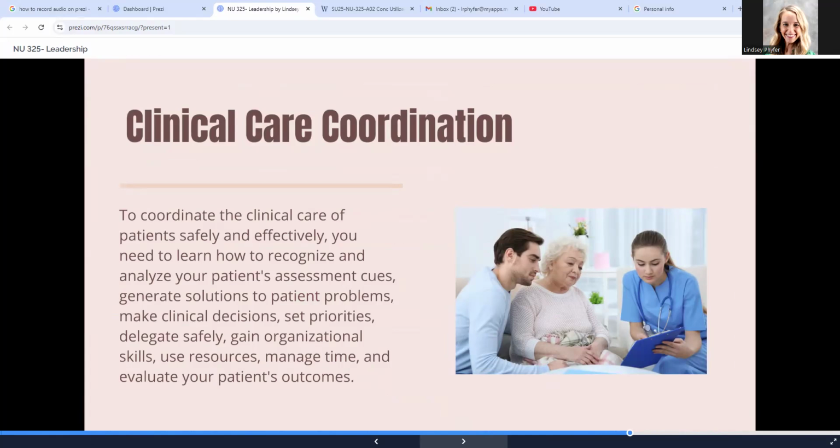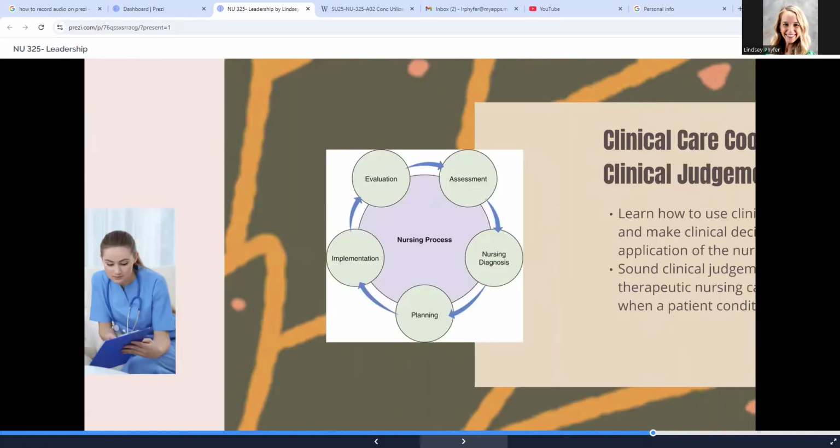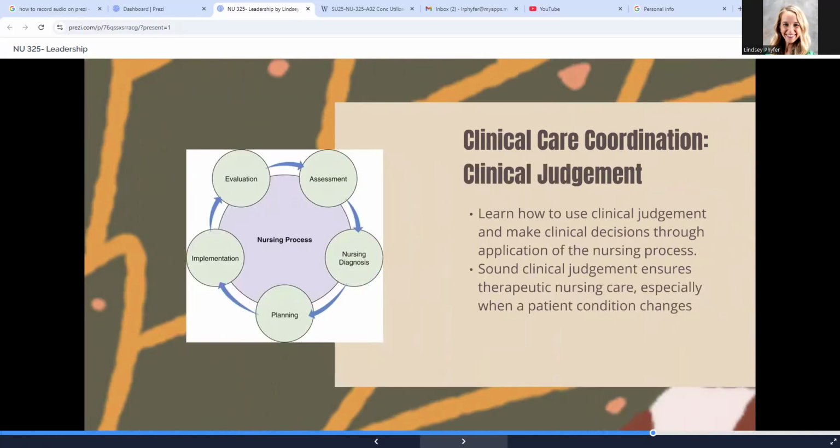The first breakdown within clinical care coordination that I'm going to talk to y'all about is clinical judgment. You need to learn how to use clinical judgment and make clinical decisions through application of the nursing process. This is something we're going to be talking to y'all about a lot coming up: the nursing process and how to utilize and implement it effectively. And remember, sound clinical judgment ensures therapeutic nursing care, especially when a patient's condition changes. So being able to identify changes with your patient that may warrant notifying the physician or something like that.